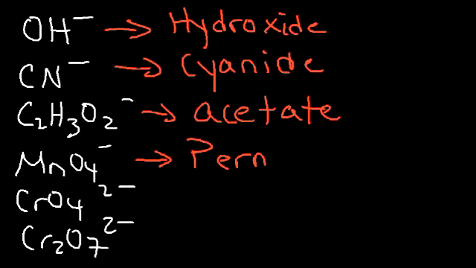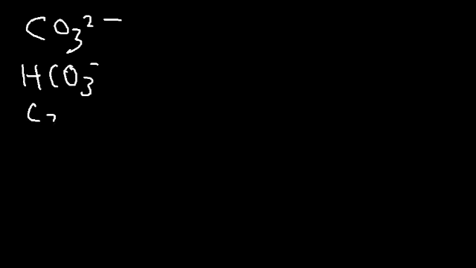Try these. CO3 2 minus, HCO3 minus, C2O4 2 minus, O 2 minus, O minus 1, and O2 minus 1. So this is called carbonate. And here we have, you can call it bicarbonate. It's also monohydrogen carbonate. This is called oxalate. That's C2O4 2 minus.